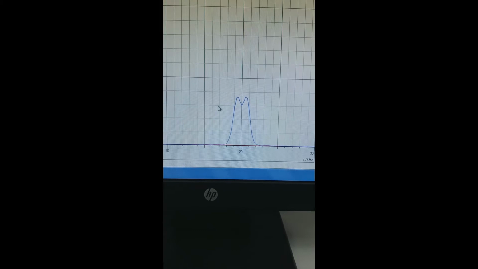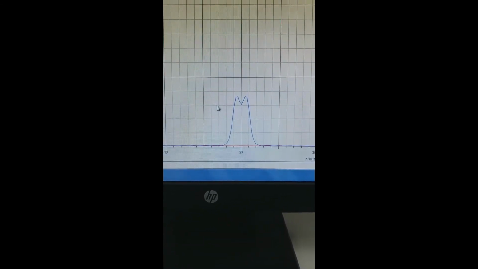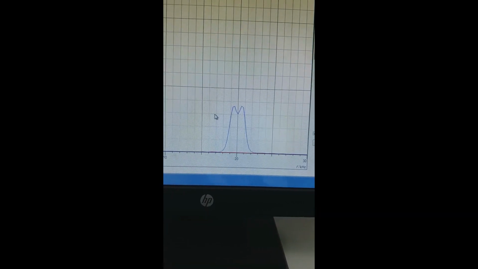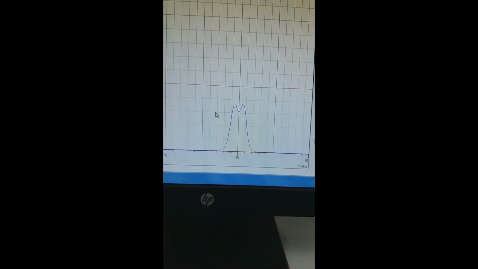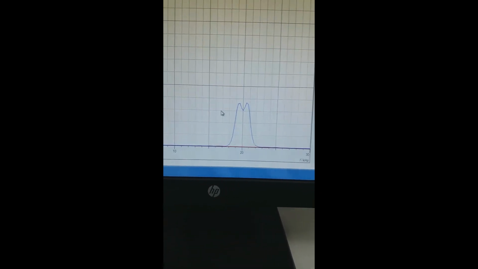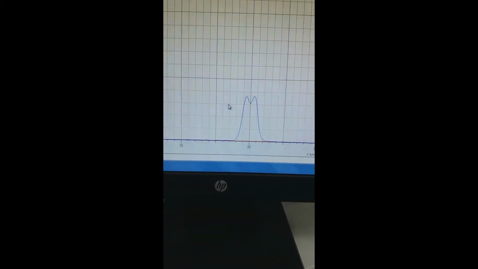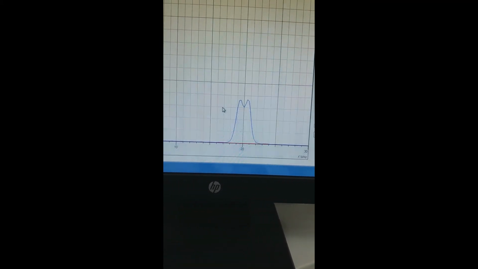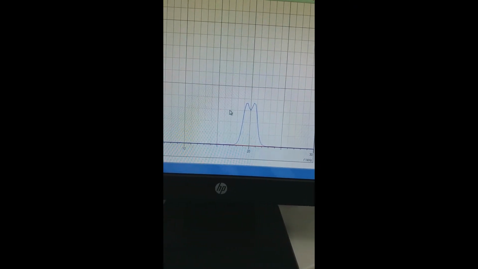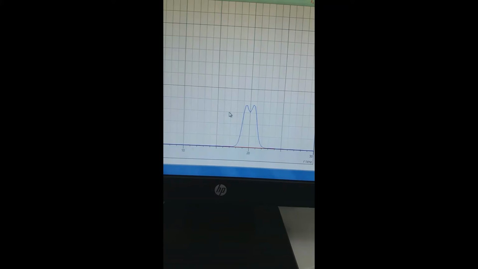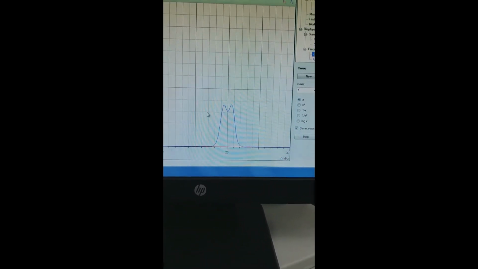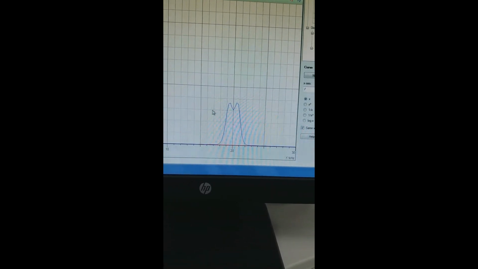Recall that the FM signal has frequencies placed at FC plus FM, FC plus 2 FM, FC plus 3 FM, similarly FC minus FM, FC minus 2 FM, FC minus 3 FM, etc. But here we only see FC plus FM, which is 20.3 kilohertz, and FC minus FM, which is 19.7 kilohertz. We don't see the other peaks at higher frequencies. All right.